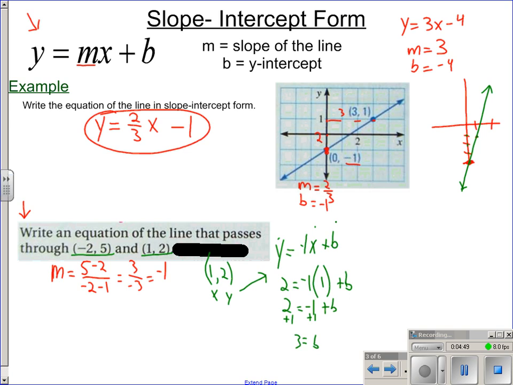B is 3. So our equation, plug in our slope and y-intercept into the generic form, -1x plus 3. And you don't need to put the -1, you could just put negative x plus 3. Either one of those is perfectly acceptable.